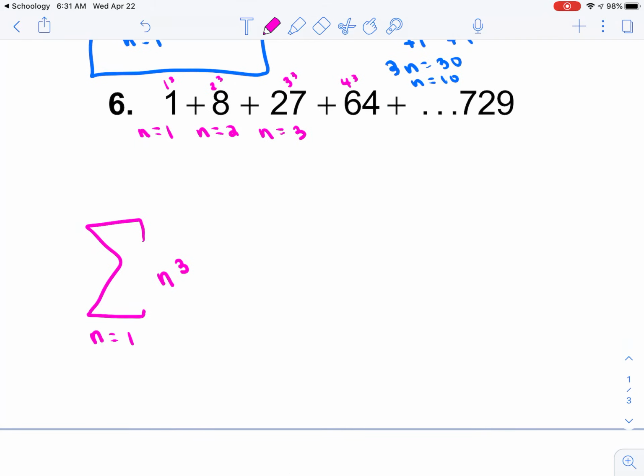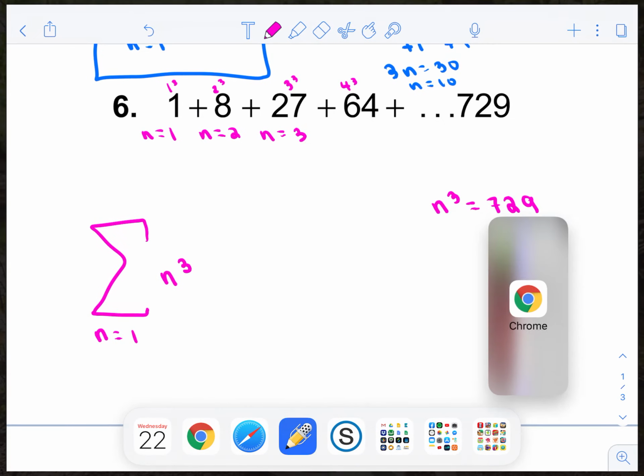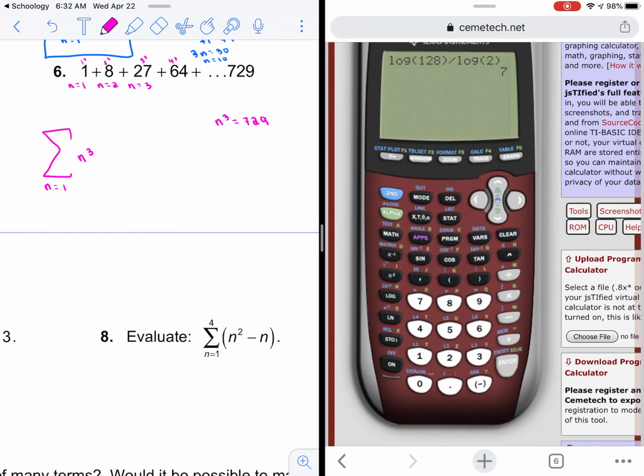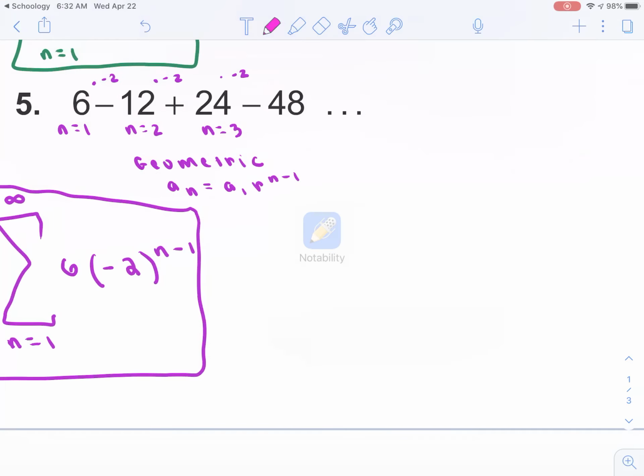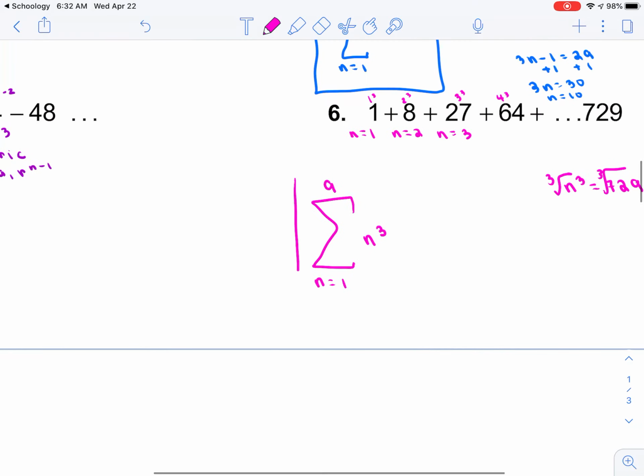Bottom of your sigma is 1. And then if you want to find that last term, n cubed equals 729. Again, you can guess and check, or if you wanted to use your calculator and get that answer faster, we could just do the cube root of 729. So if I go to math, cube root, 729, I get this value of 9. And that goes at the top of my sigma. So that is how you write in sigma notation.